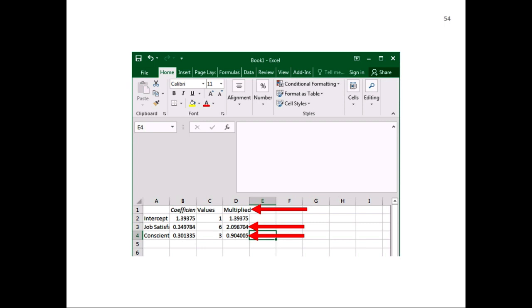And then right below that, we're going to want to multiply our beta 2 times the number we're interested in for conscientiousness, which was 3. So we would say equal B4 times C4.